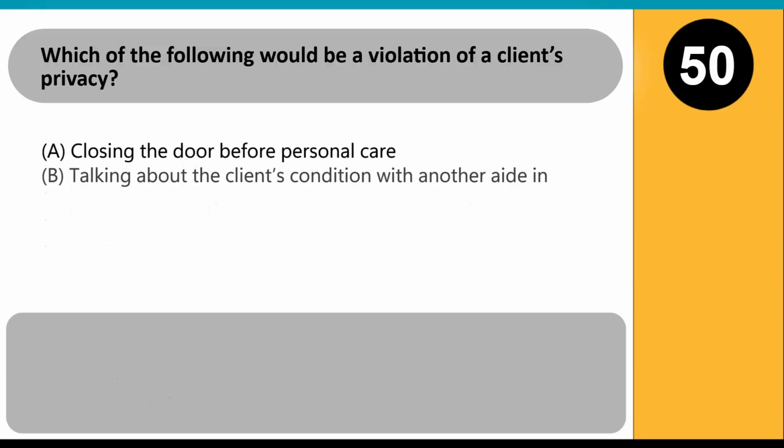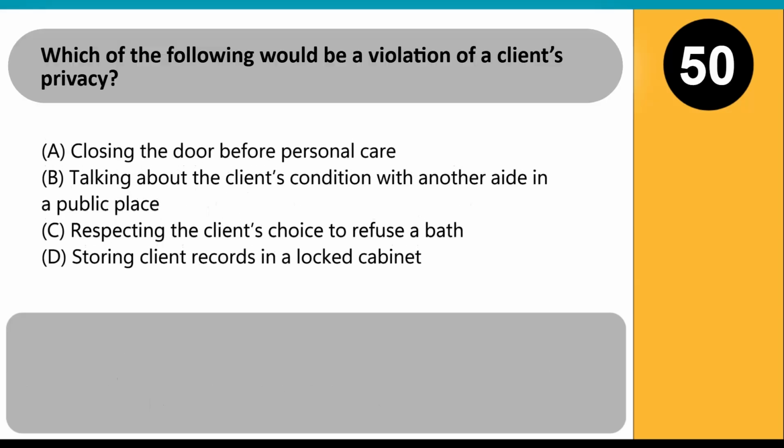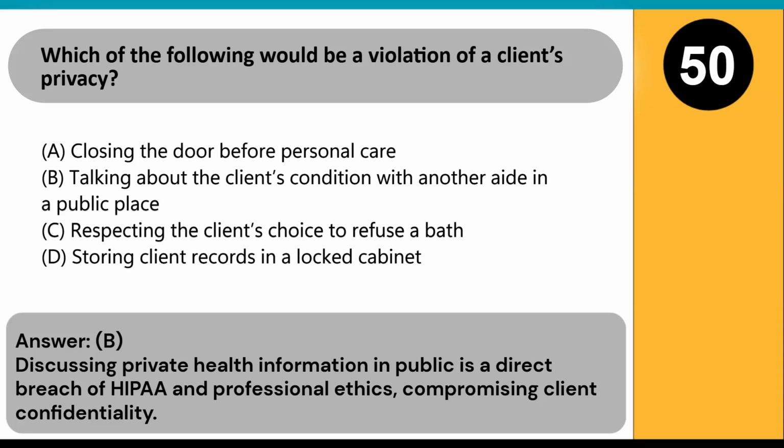Which of the following would be a violation of a client's privacy? A. Closing the door before personal care. B. Talking about the client's condition with another aide in a public place. C. Respecting the client's choice to refuse a bath. D. Storing client records in a locked cabinet. Answer: B. Discussing private health information in public is a direct breach of HIPAA and professional ethics, compromising client confidentiality.